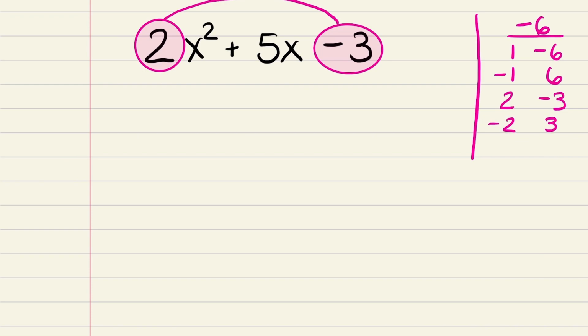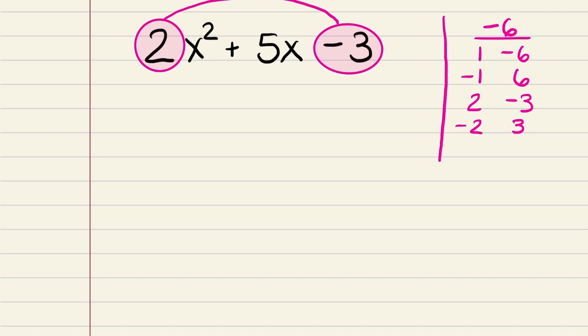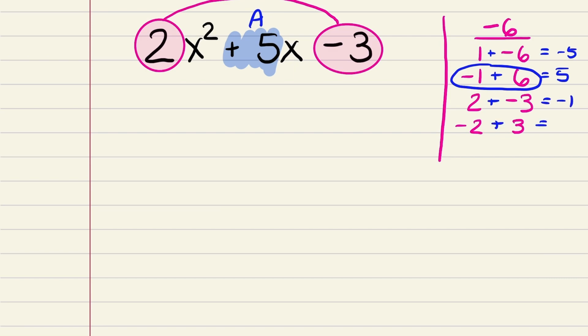So let me slide all these over because I'm going to need to add those to see which one's going to give me my positive 5. Remember, I want these numbers to add to this positive 5 term in the middle here. So 1 plus negative 6 will give me negative 5. Negative 1 plus 6 will give me positive 5. Ooh, that's the one I want, but let me just double check. Over here, I'll get negative 1. Over here, I'll get positive 1. So I was right. It is that negative 1 and positive 6.